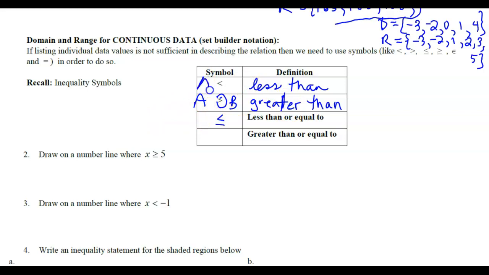Here, A would be less than B, because the small end is next to A. And then when we've got the equal to, we have to have the equal underneath. Okay, so next thing is to draw a number line. On a number line, x greater than or equal to 5, and then on a number line, x less than -1.